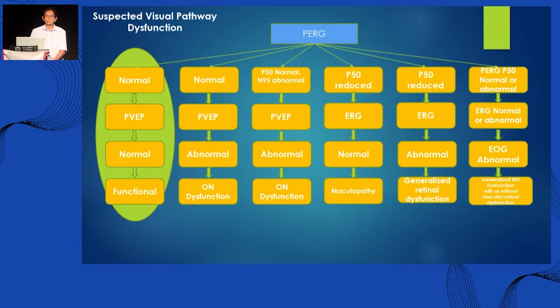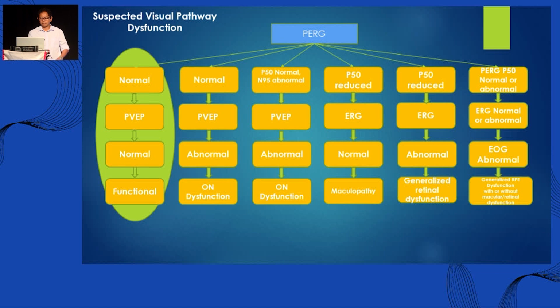Now, we are given only 15 minutes, so I can't go to the basics. Each person must know what a pattern ERG is. It has a P50, a positive at 50 milliseconds, and an N95, which is called the negative at 95. So we start with a PERG, pattern ERG, and if that is normal, we do a pattern VEP.